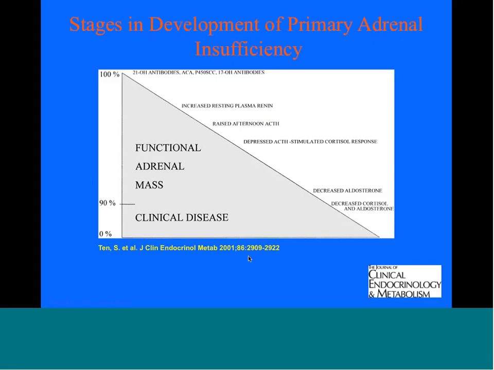This is a picture published in Journal of Clinical Endocrinology and Metabolism, showing that you initially can have antibodies present, increased resting plasma renin, raised afternoon ACTH, decreased ACTH stimulating cortisol response, decreased aldosterone, decreased cortisol and aldosterone, and you may need to have 90% of the adrenal destroyed before you start getting the effects of some of these effects.